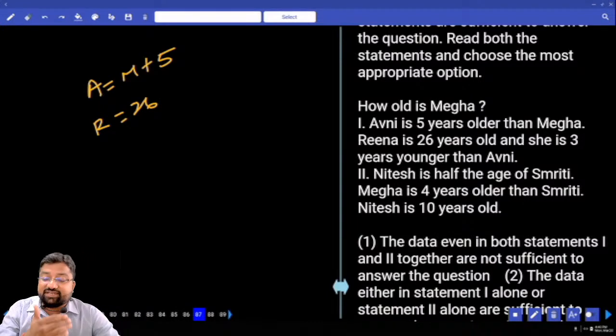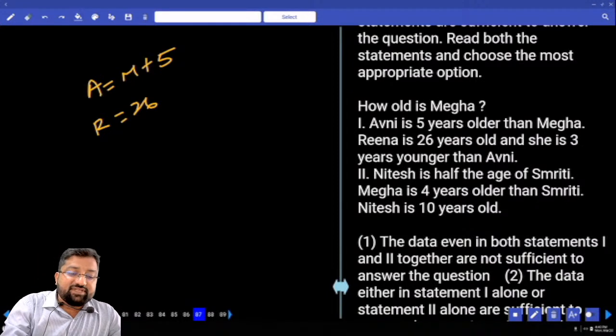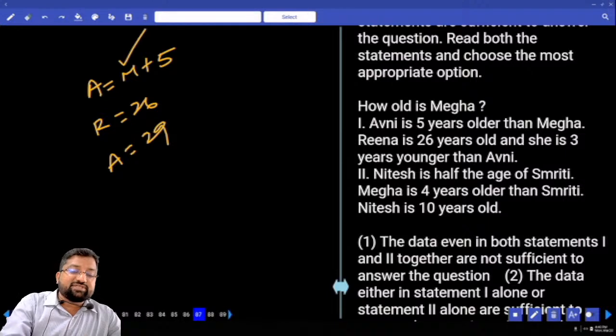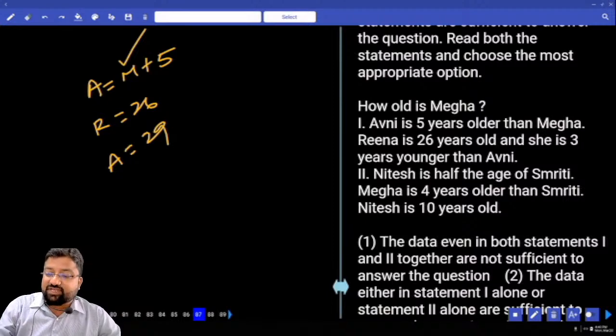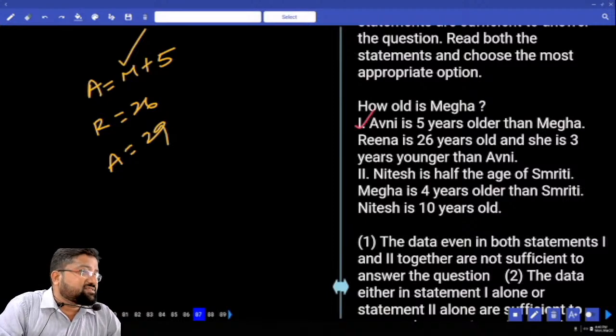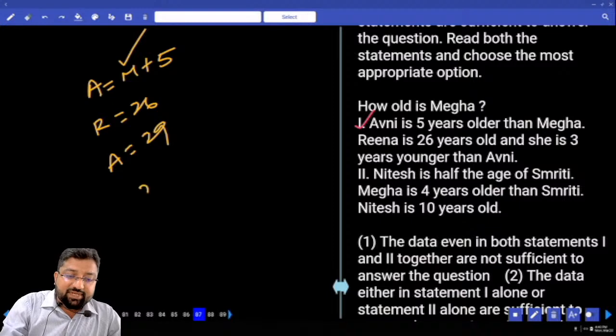What does younger mean? Smaller in age. So this Reena is younger than Anvi. The age of Anvi is more than Reena, by how many years? 3 years. So Anvi is equal to how much? 29. Can I say what is the age of Megha? 29 minus 5. What is the answer? 24. Did I get the answer from one alone? Yes. Is this clear? Hey, should I write it down and show you?